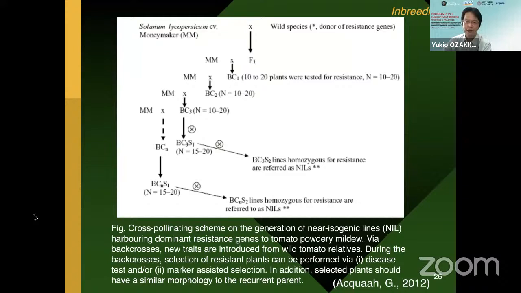Near isogenic lines carry a small introgressed chromosome fragment from a related wild species in a cultivated tomato background, and are most useful in a breeding program. This is the wild species, and we can get F1, and F1 is crossed with Solanum lycopersicum consequently.